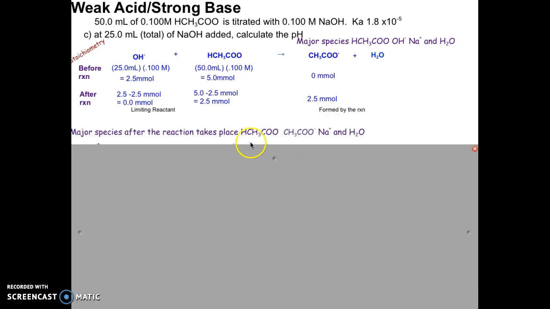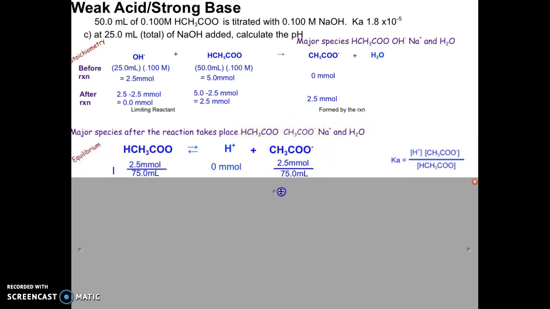Now, the major species that are in place are the same. The acetic acid, the acetate ion, the sodium, and the water. The sodium has no acid-base properties. Water has a Kw of 1 times 10 to the negative 14, so that's not a very strong acid or base. What's controlling the pH is still this acetic acid and the acetate.